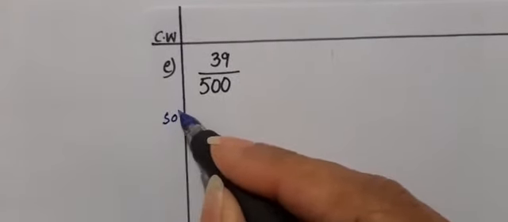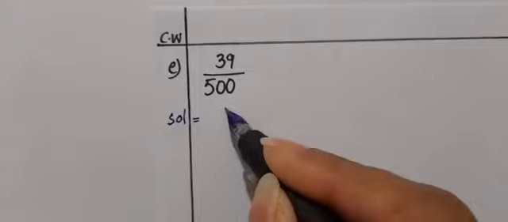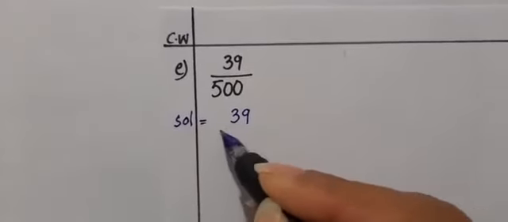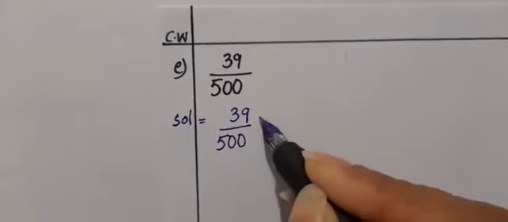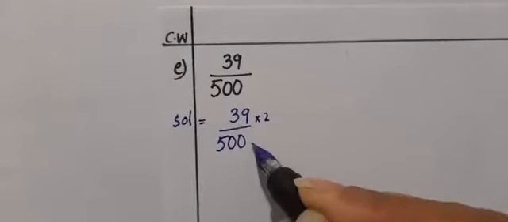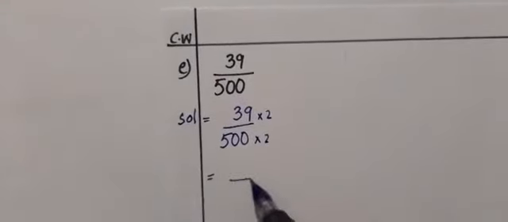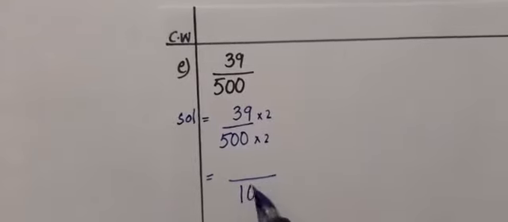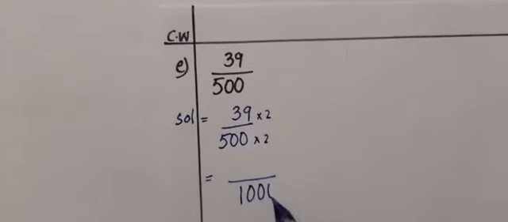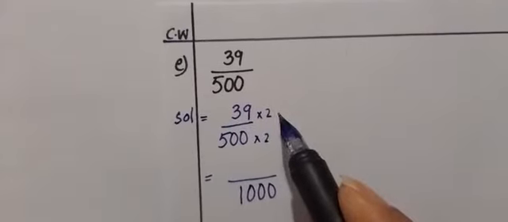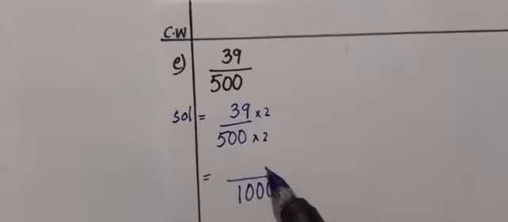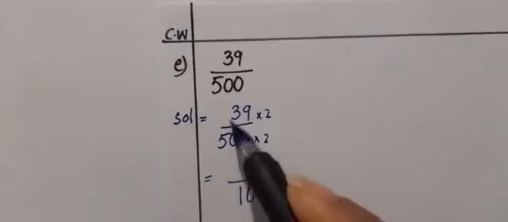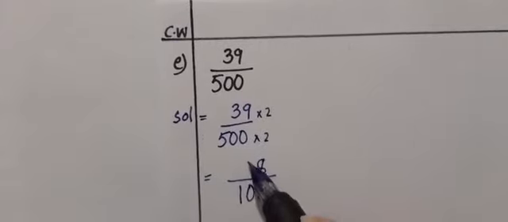I'll do this sum. Solution: 39 by 500. What I have to do, I have to multiply the numerator and the denominator by 2. So 500 twos are 1000 in the denominator. 1000. The height of 1 and 0 should be the same. And 39 twos are, what is it? It is 78. Okay, let me do it. 2 nines are 18. I have written 8. 1 is the carry on 3. 2 threes are 6 and 1 is 7.